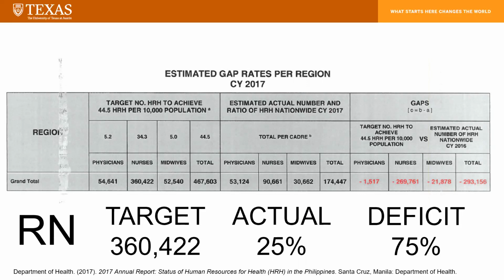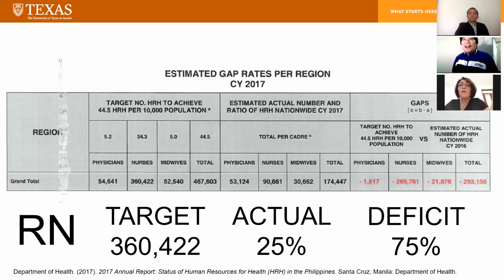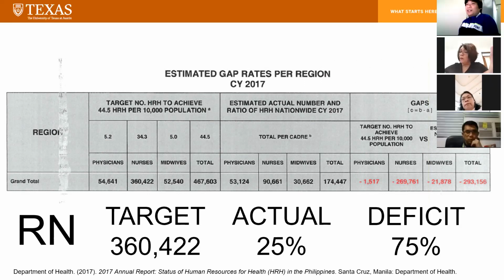This is just nurses. It doesn't include physicians and midwives and other allied health workers. So we can see that we have a nursing workforce, and it's quite difficult to implement universal healthcare in this situation. If hospitals are having problems hiring nurses, what more at the community level? So we are now in an era of decreasing nursing workforce based on this.